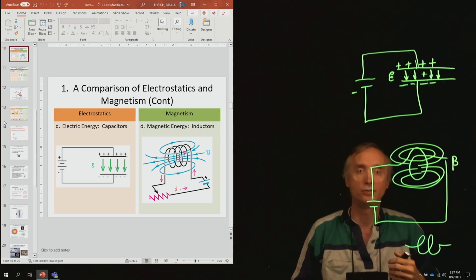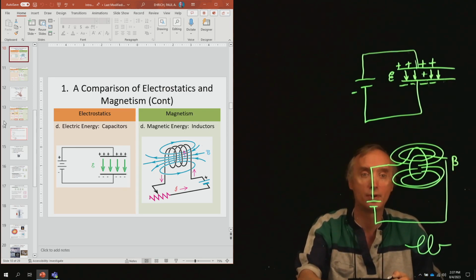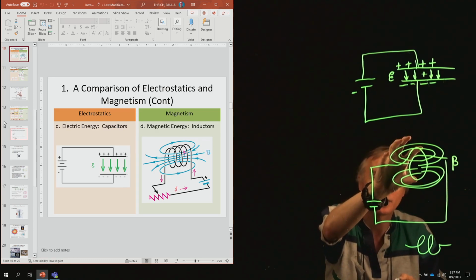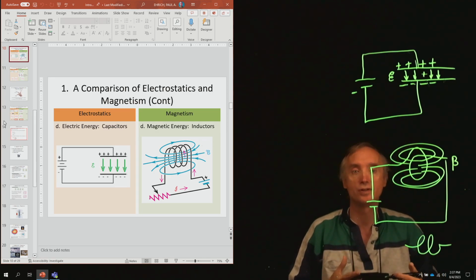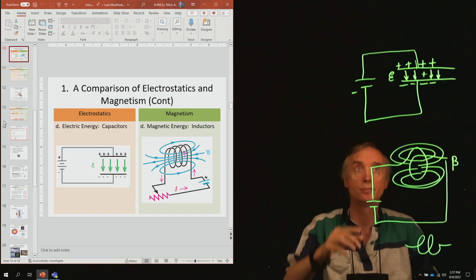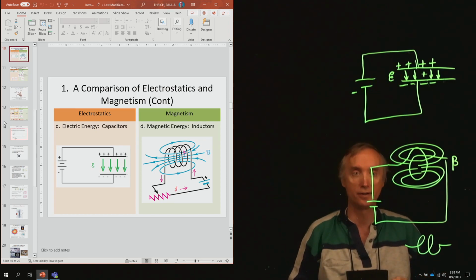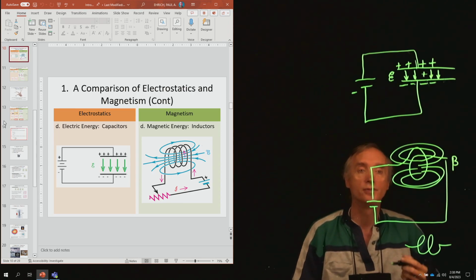Now the difference though is that if you take out the battery and you open up the circuit, the inductor loses its magnetism very quickly, as opposed to the capacitor, which can stay charged for a very long time. Now they have their uses.